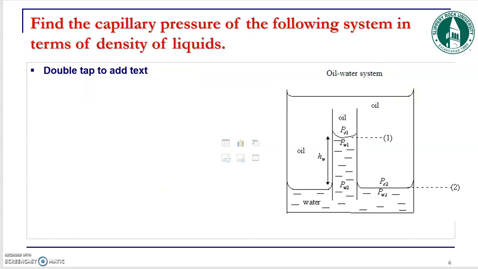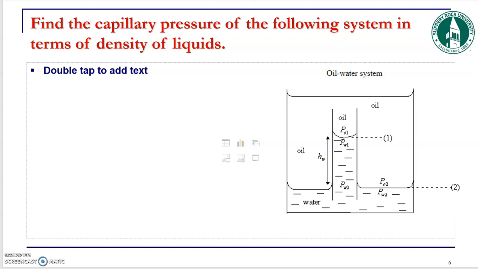This system is a water oil system. So you can see there is a bucket. There is a capillary tube inside this bucket. There is oil here, and this is water. And what we want to do is to calculate the capillary pressure of this single capillary submerged in the oil and water.